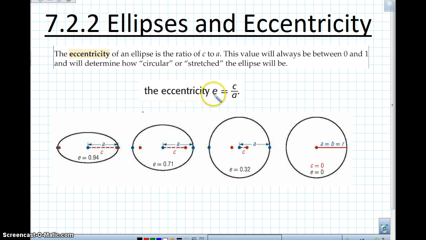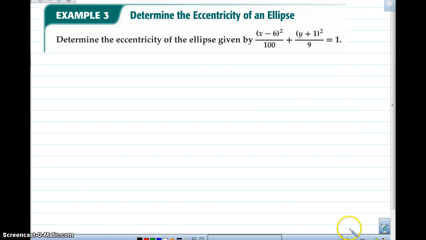Our formula for the eccentricity is: you solve for C, the distance from the center to the focus, and you find the distance A, the distance from the center to the vertex, and you create a ratio with them. And usually we express it as a decimal. So we're going to start with example 3.